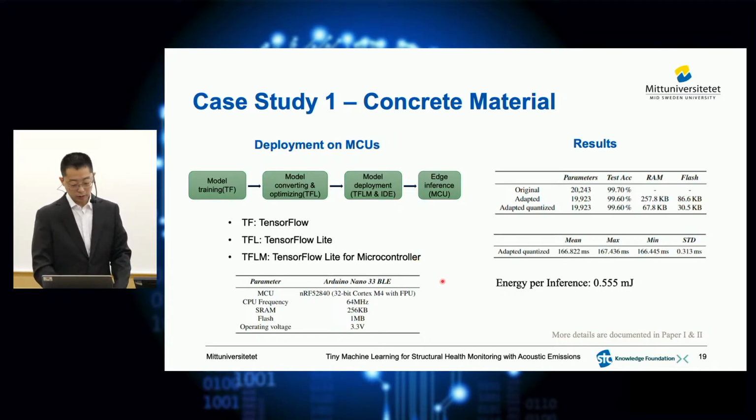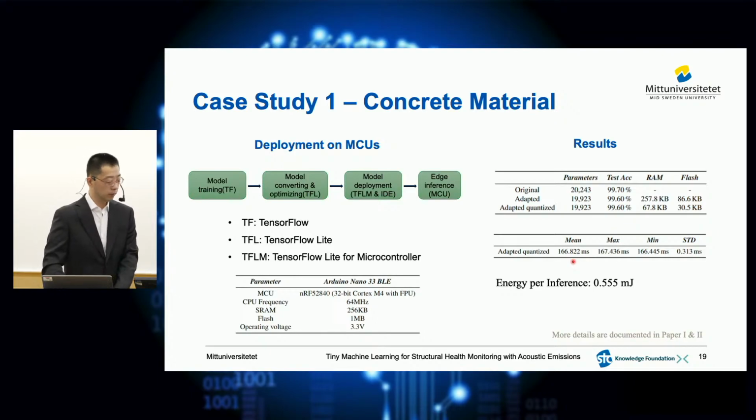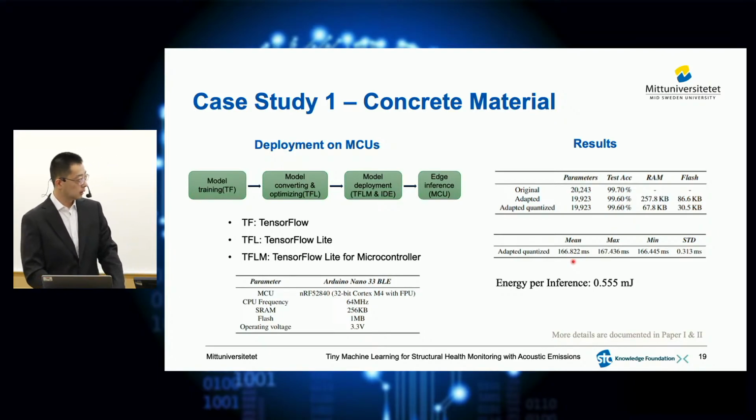For the deployed result, it still achieves 99% accuracy, and it only requires 60 kilobytes of RAM and 30 kilobytes of flash, with an inference time of around 160 milliseconds, which is kind of acceptable, but it will still introduce a little bit of latency for real-time use. The energy consumption per inference is just 0.5 millijoule.